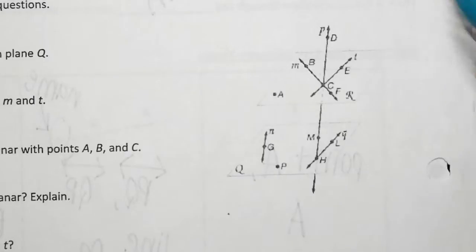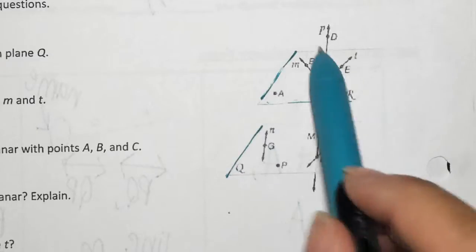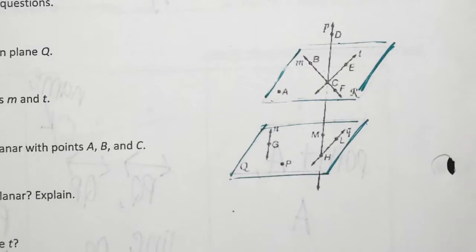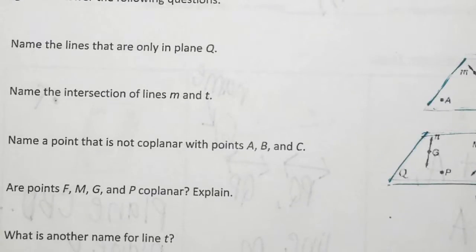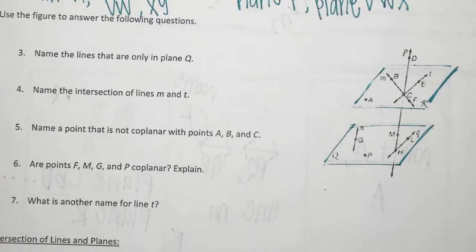Alright, when we're looking at the next section, it is kind of hard to see on your paper, but these are 2 planes. They're 2 different planes. So if you want to fill this in, it was printed very light. Can you see where the 2 different planes are? Number 3, name the lines that are only in plane Q. Go ahead and try it on your own. Name the lines that are only in plane Q.